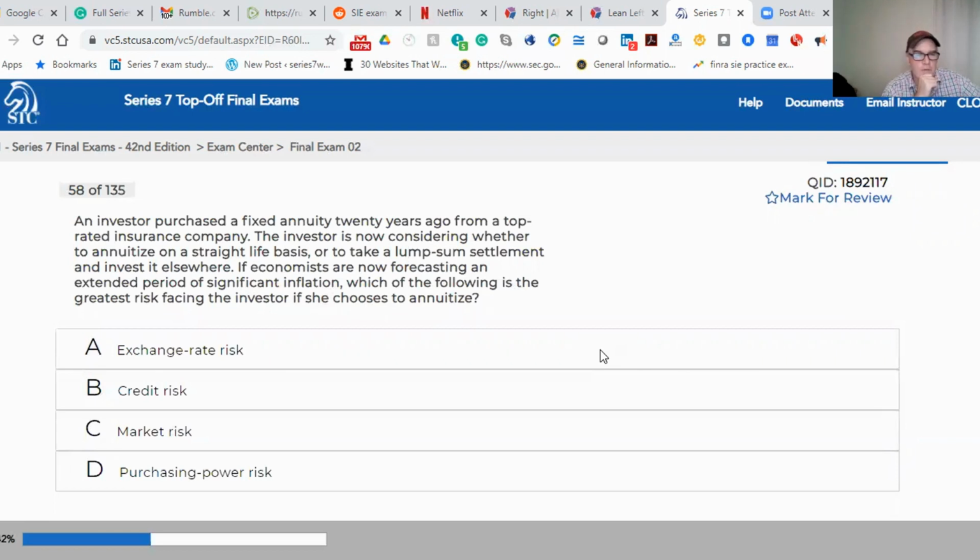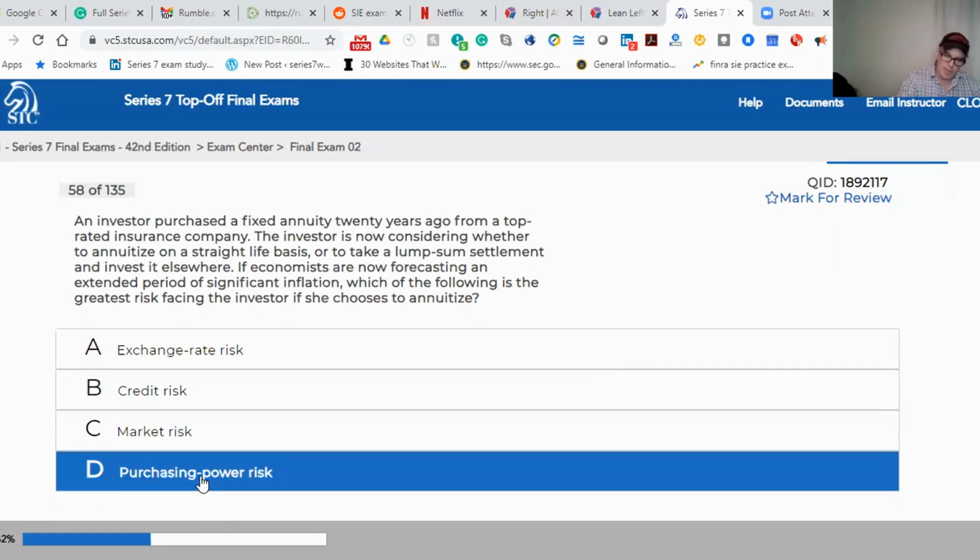An investor purchased a fixed annuity 20 years ago from a top-rated insurance company. The investor is now considering whether to annuitize on a straight life basis or take a lump sum. If economists are now forecasting an extended period of significant inflation, which of the following is the greatest risk facing the investor if they choose to annuitize? Well, he just said it. Lots of inflation is going to be purchasing power risk.